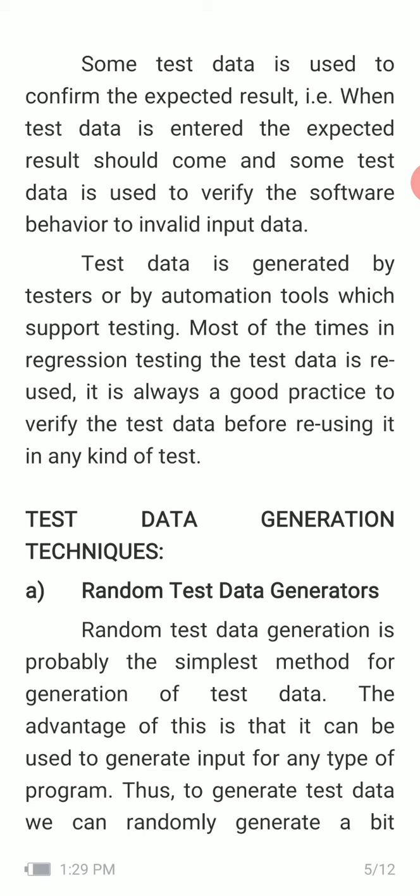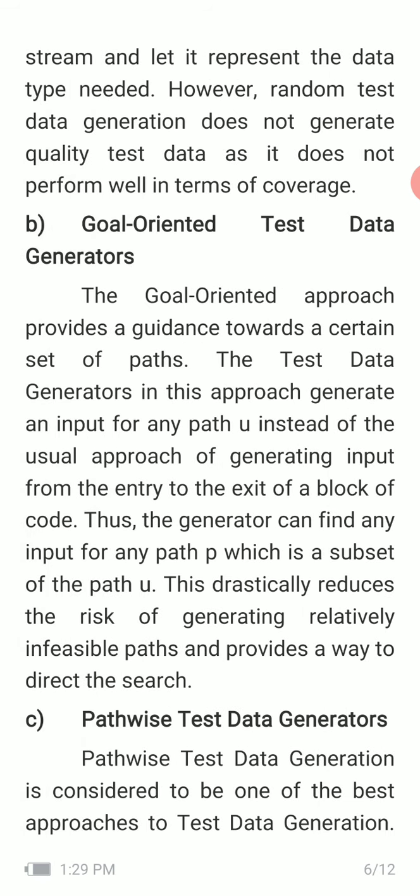Next is the test data generation techniques. The first one is the random test data generators. Random test data generation is probably the simplest method for generation of test data. The advantage of this is that it can be used to generate input for any type of program. Thus, to generate test data, we can randomly generate a bit stream and let it represent the data type needed.